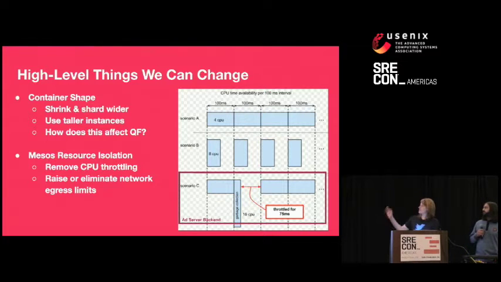One thing to note, a second category of high-level things we can change in hybrid Mesos is resource isolation. In the shared Mesos environment, resource isolation is enabled to prevent resource-hungry services like the ad server from being bad neighbors, so that co-tenant processes aren't starved for resources. For the ad server backend, we knew it was CPU bound, right? So we wanted to look at removing CPU throttling.